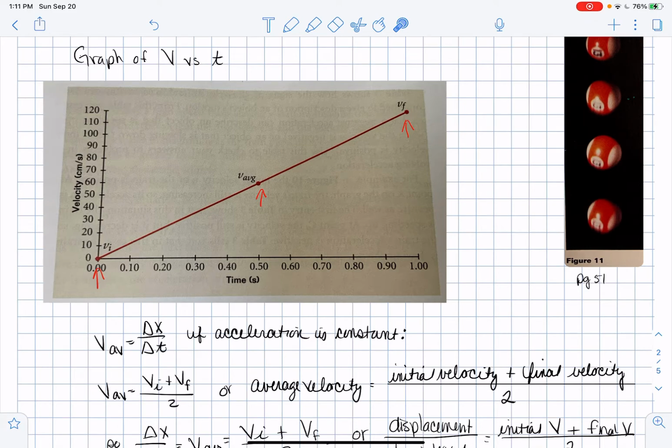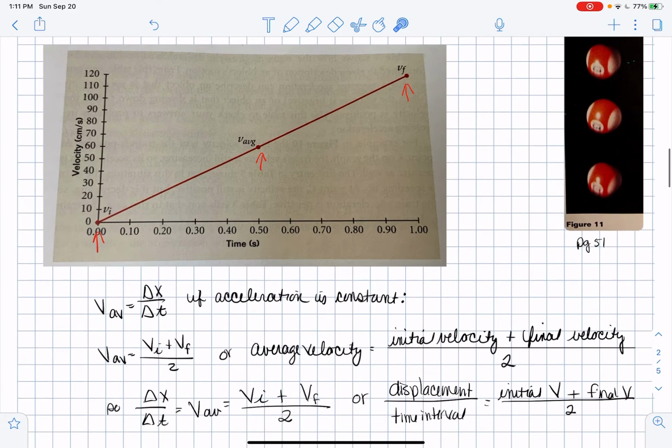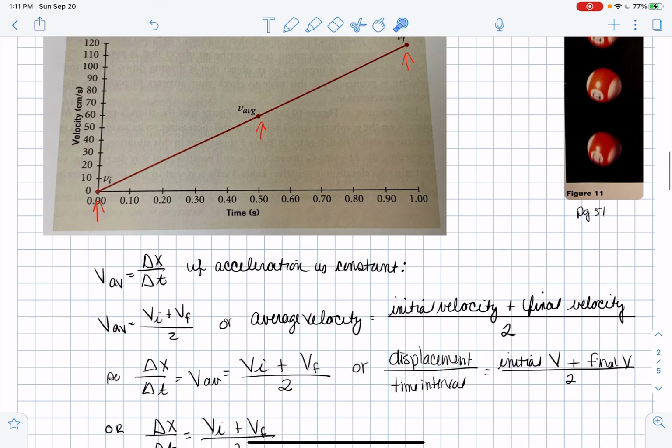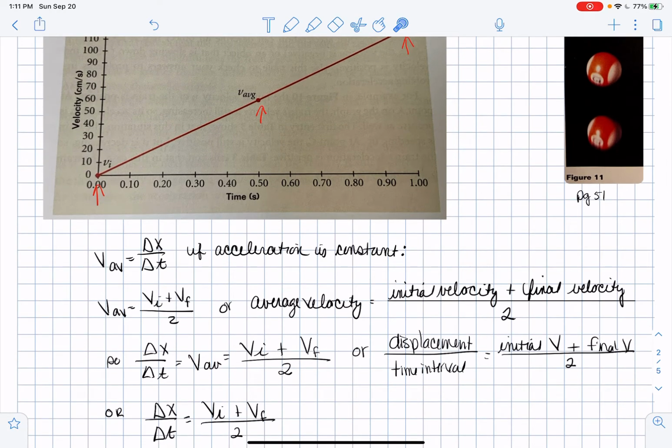On this graph, we have marked the initial velocity of 0. We've marked the average velocity, and we've marked the final velocity as well. You'll remember that V average equals delta x over delta t, or change in displacement over change in time. If the acceleration is constant, then we can say that V average is (VI plus VF) divided by 2, or the average velocity is the initial velocity plus the final velocity over 2, if you need this in words. This is an equation that you should already have put on a formula card to use. This is another one that you will want to add right here.